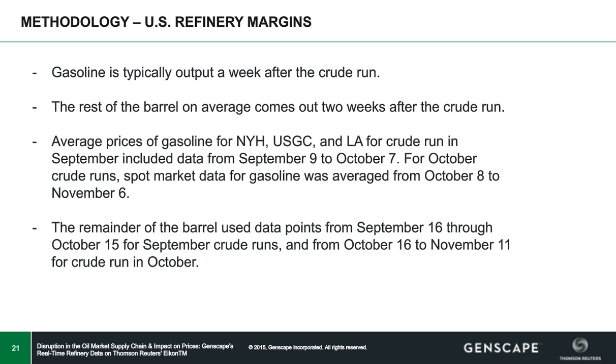So, for example, the prices of gasoline in those regions, New York Harbor, Gulf Coast, and LA, for the crude that was input in September, we're going to look at data points from September 9th to October 7th. And for October crude runs, gasoline data was averaged from October 8th to November 6th. The remainder of the barrel, again, the items come out about 2 weeks after crude is run. You have the midpoint of the months, basically.